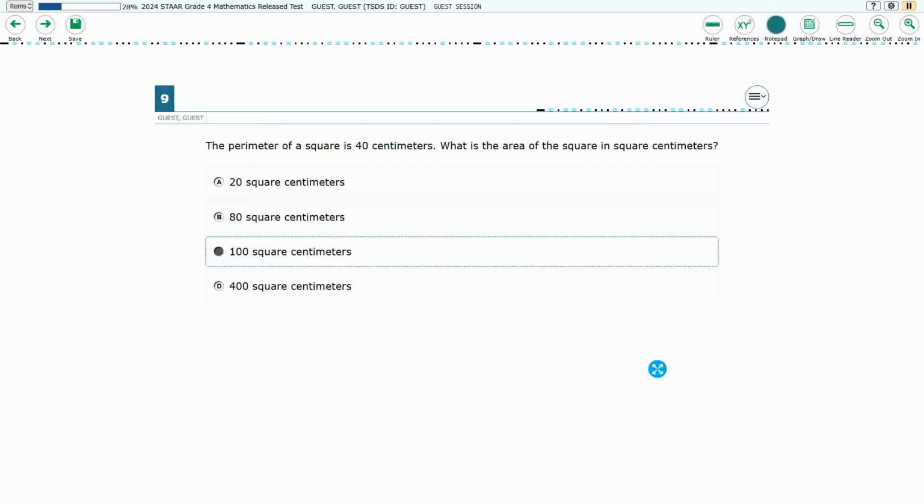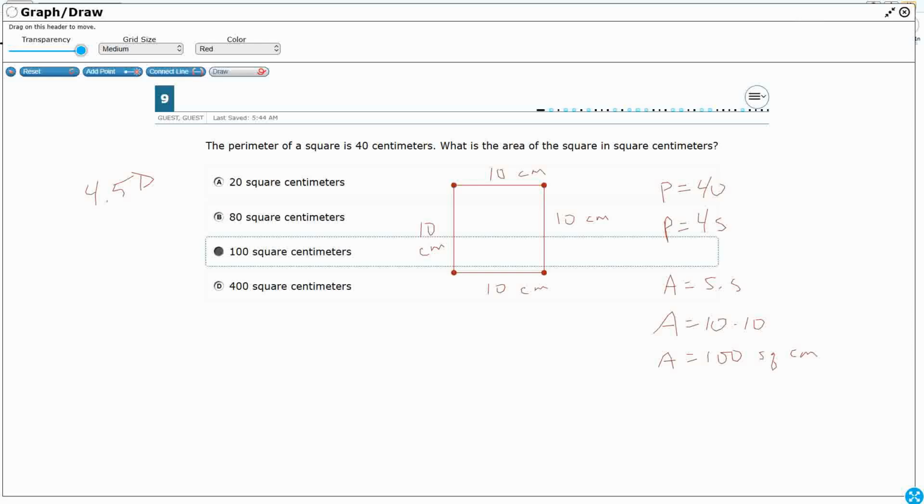Now let's see how we did across the state of Texas. We had 18% of our students choose A. So they found the side length of 10, 10, 10, 10, but then they ended up just doubling it, 10 times 2 rather than 10 times 10.